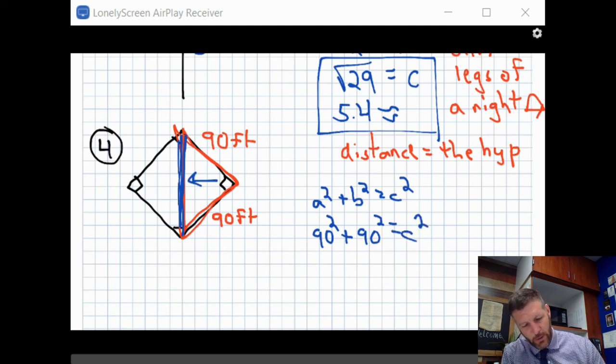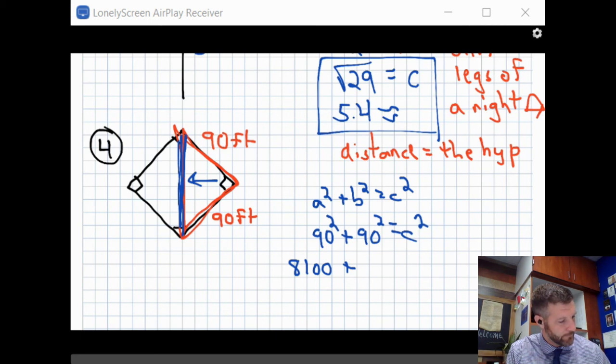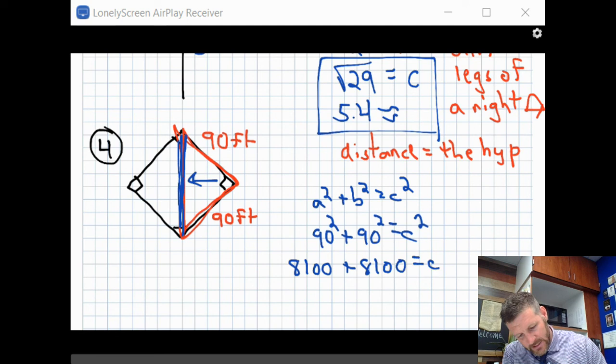And this is where you're welcome to use a calculator. The numbers are going to be kind of big. We'll see what happens. So 90 squared, that's basically 9 times 9 is 81, but with 2 zeros. So 8100 plus 8100, the same thing, of course, equals c squared. Add those 2 together, we get 16200 equals c squared. And now this is where I'm going to go ahead and use a calculator, because we're going to square root that.